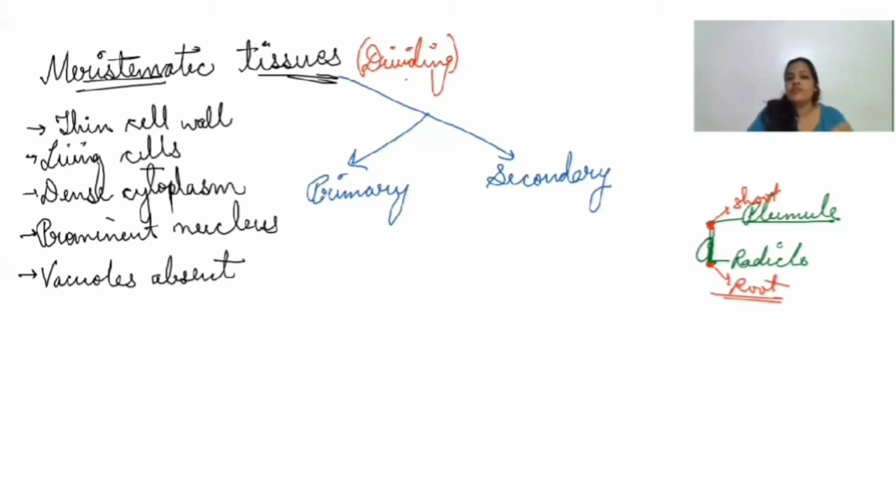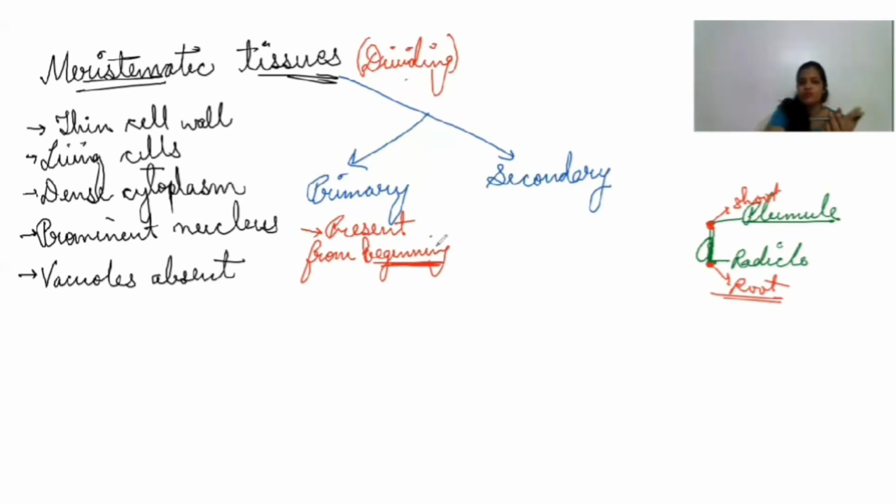Hence, the meristematic tissue which is present from the beginning, such meristematic tissues are known as primary meristematic tissues. Beginning means when the seed starts germination. These tissues are not formed after the germination, they are formed with the germination, means when the germination is started. Now, coming to the secondary meristematic tissue, what are these secondary meristematic tissues?